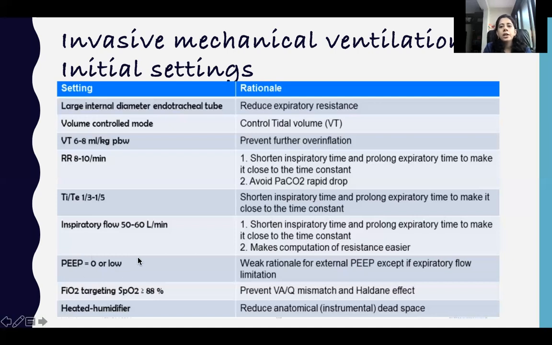The PEEP initially in patients who are intubated and kept sedated and paralyzed should ideally be kept 0 or as low as possible, because there is no rationale to give an external PEEP in the patient who has just been intubated, who has a very high auto PEEP and who is completely sedated and paralyzed. So when to use extrinsic PEEP, I will be subsequently telling you all in the coming slides. The FiO2 should be targeted to maintain a saturation of 88 to 90% only, and preferably a heated humidifier should be used, and the HME should be avoided to reduce the anatomical dead space that is there.